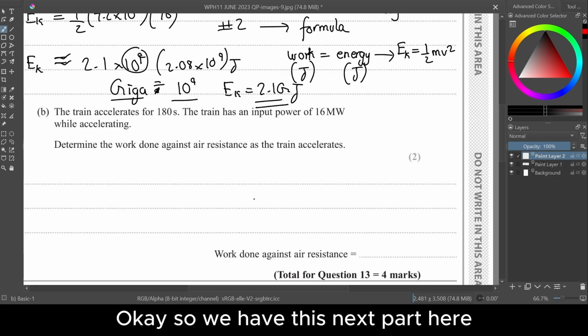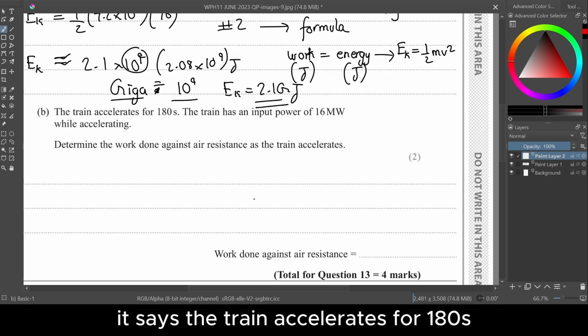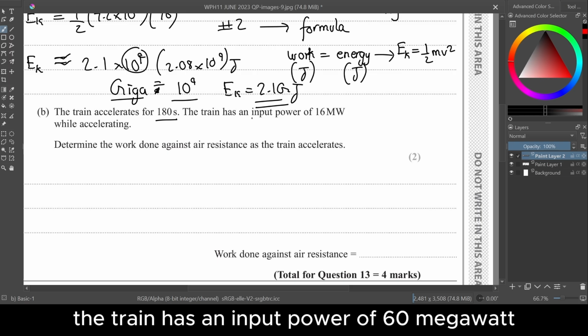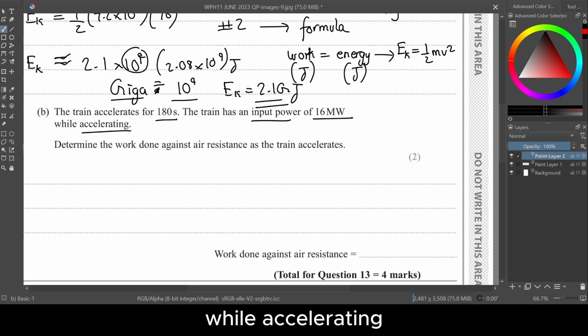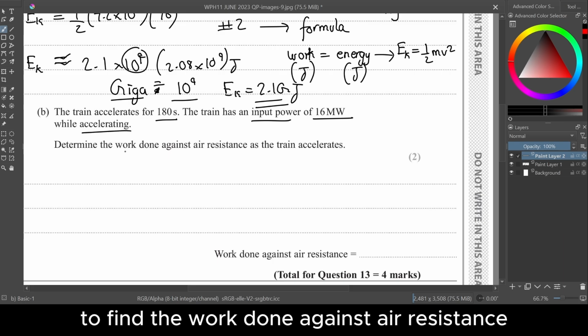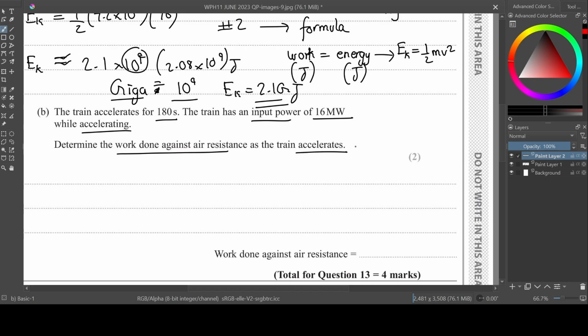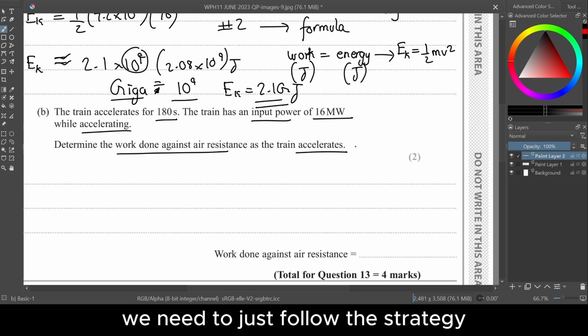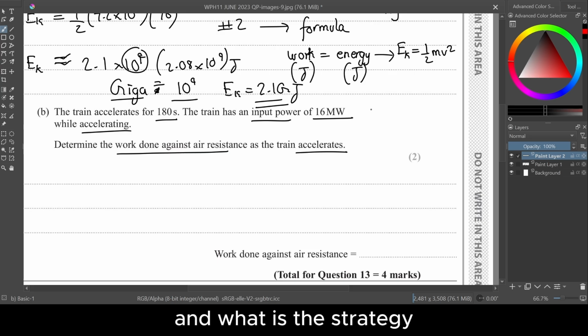Okay, so we have this next part here. It says the train accelerates for 180 seconds. The train has an input power of 16 megawatt while accelerating. Determine the work done against air resistance as the train accelerates. So it's a very simple question. We need to just follow the strategy.